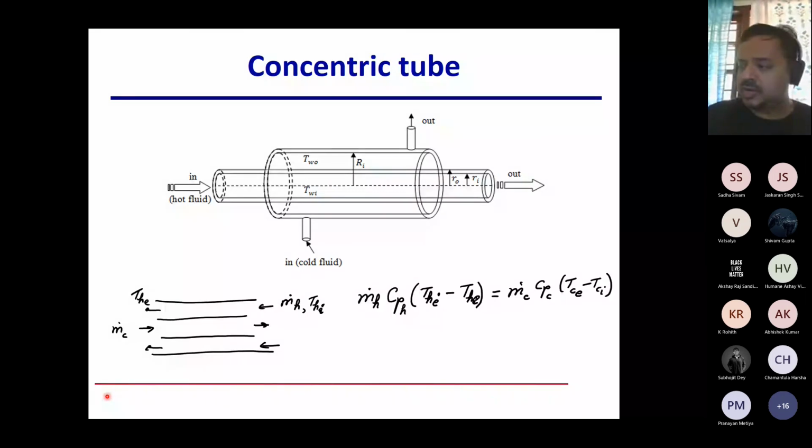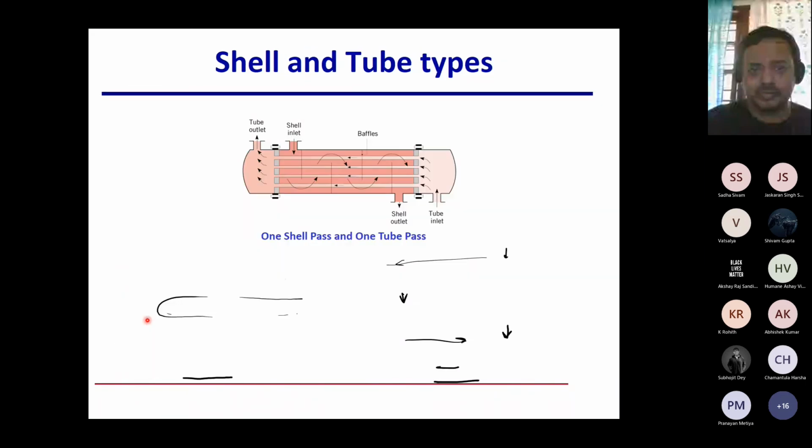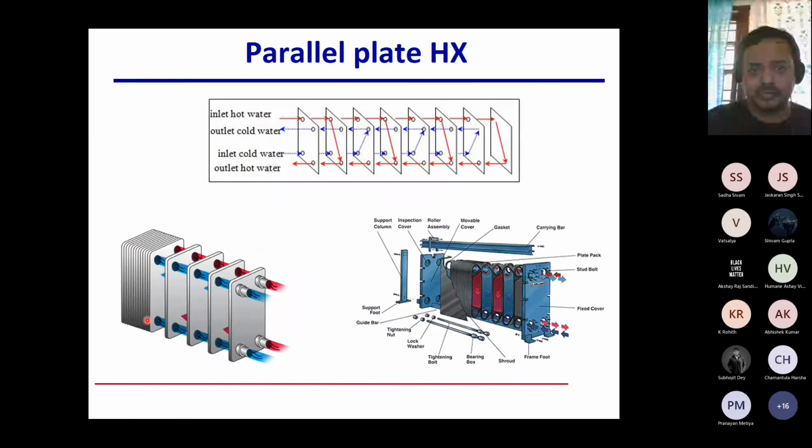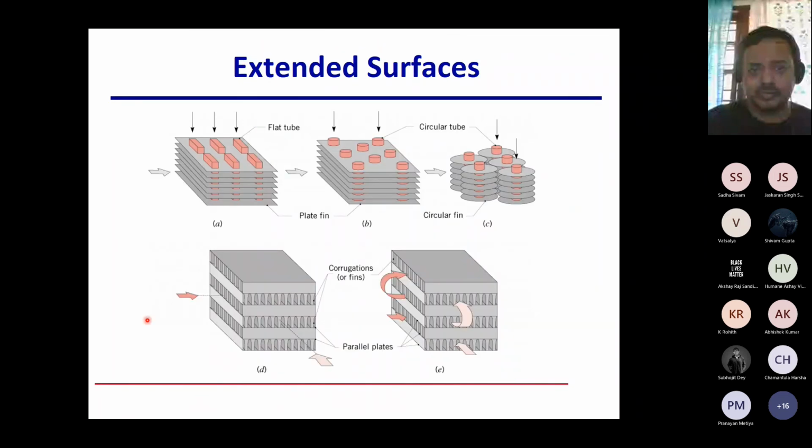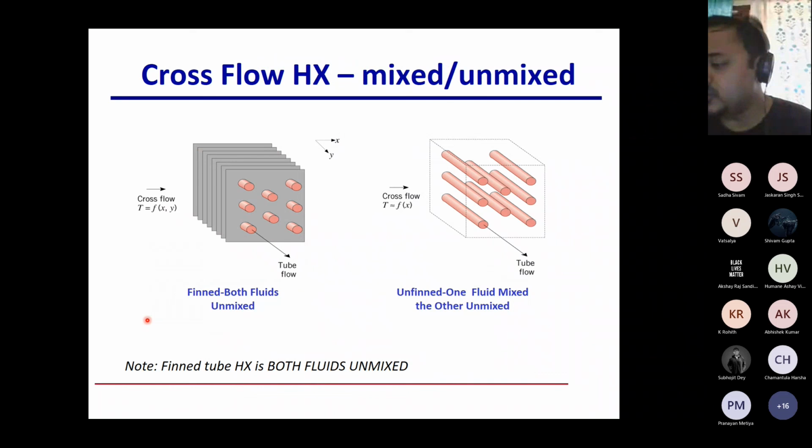But I could have had the other way also, the way I have drawn here at the bottom. The cold fluid moves from left to right, the hot fluid moves from right to left. This we call counter flow. So parallel flow, counter flow. And what I'm going to talk about here is called the cross flow, where they are at right angles to each other.